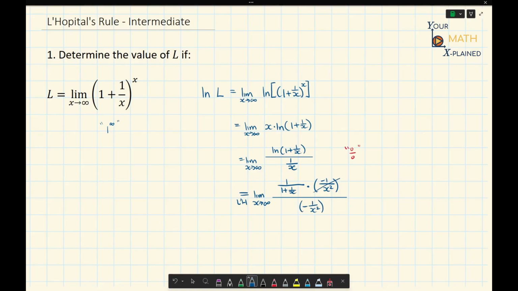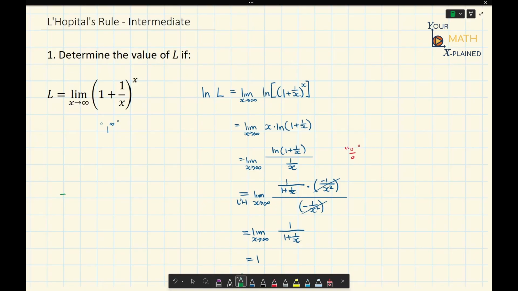And since we have this common factor on the top and the bottom, we can cancel it out, which means this is equal to the limit as x approaches infinity of 1 over (1 plus 1 over x). And now we can evaluate this limit, and it is equal to 1. But notice that this is not what L is equal to. This is the natural log of L.